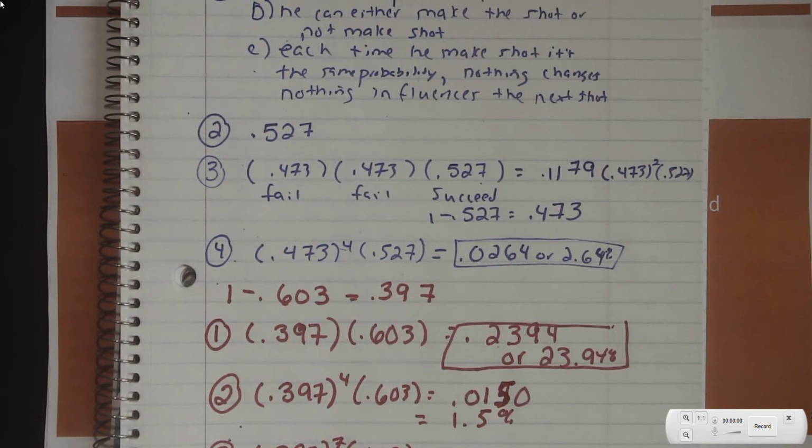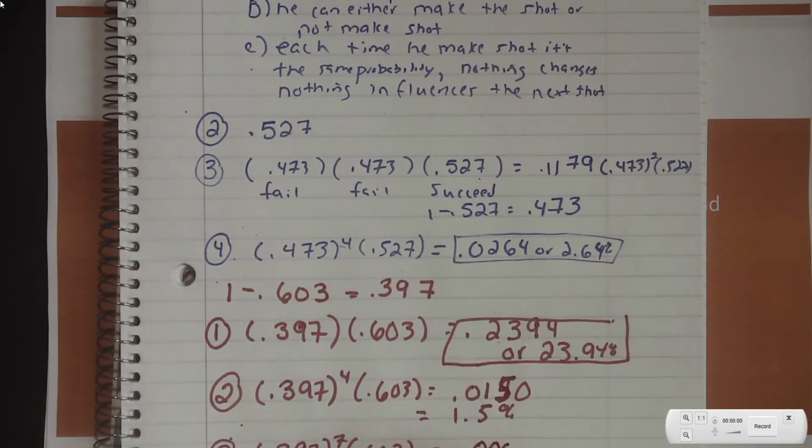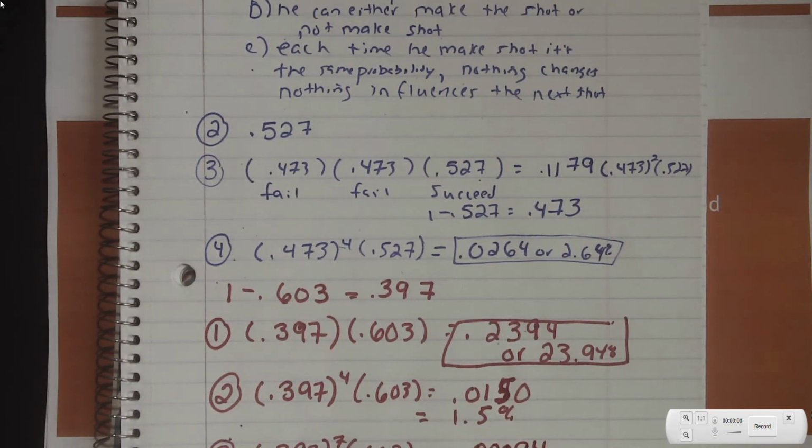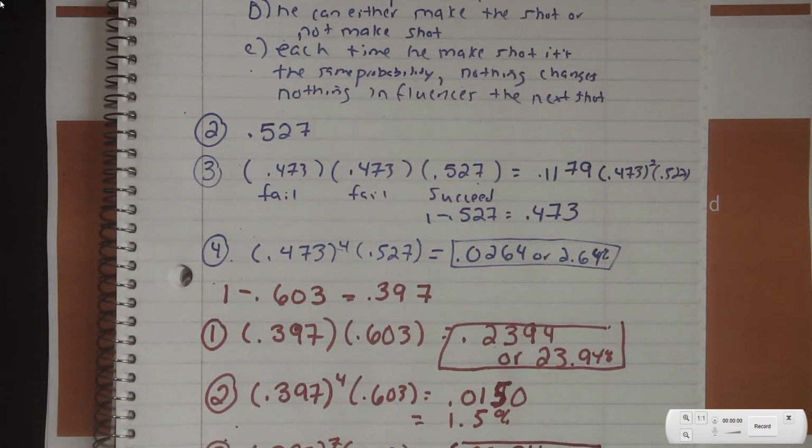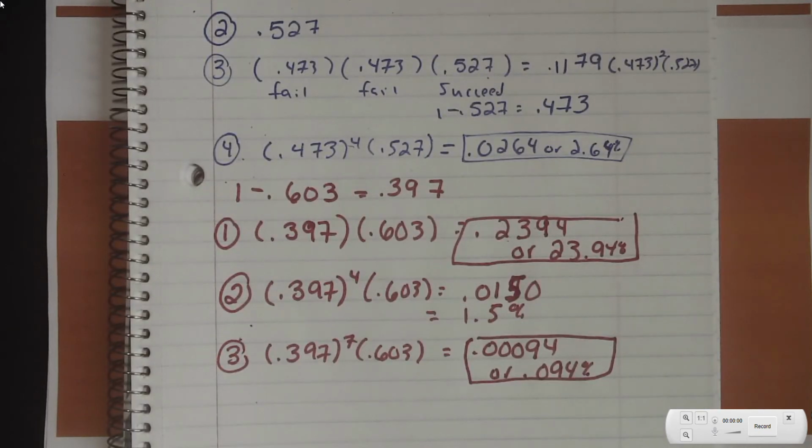And then how about the 8th time? So now we're going to go to the 7th. So 0.397 to the 7th times 0.603, which gives me 0.0009. We'll do one more decimal place, 0.00094, or 0.094%. Okay, make sure that's all on there.